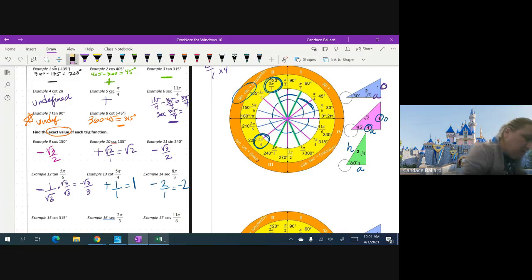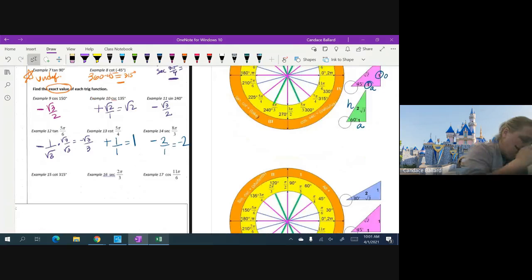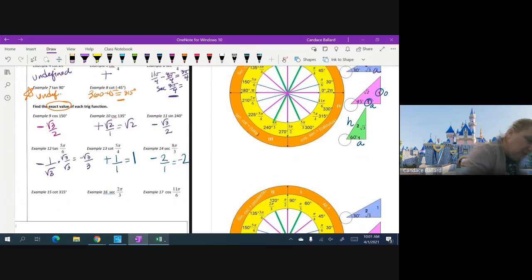All right, let's see if we can get through these last few. I'm going to go a little bit faster. Cotangent of 315. 315 is in quadrant 4. Quadrant 4, cotangent would be negative. We have a pink reference triangle. My cotangent on the pink reference triangle would be the adjacent over the opposite. So I would get 1 over 1 or just -1.